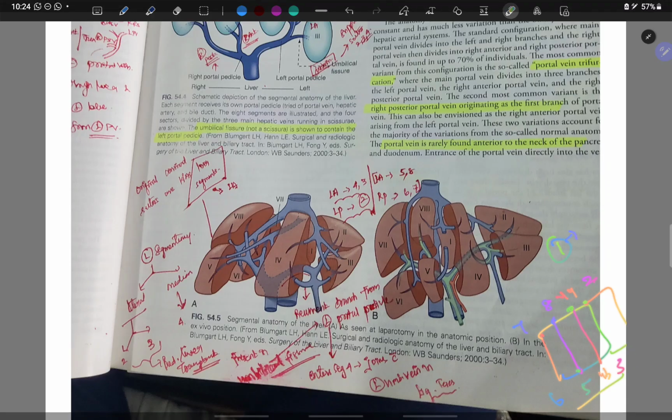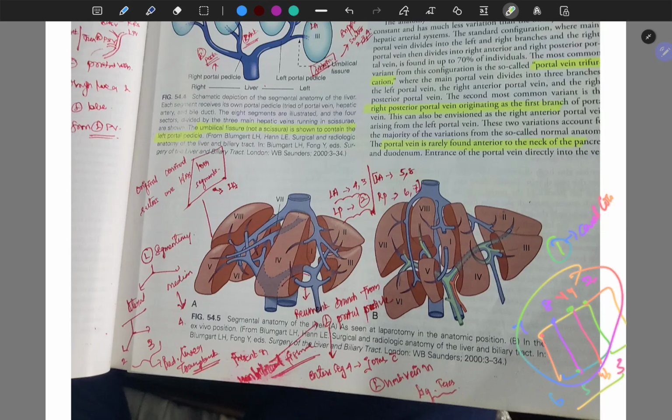So 1 is the caudate lobe. Similarly here, segments 5, 8, 6 and 7 and 4, 2 and 3. One is posterior, that is your caudate lobe. So left anterior is 4 and 3, left posterior is 2, right anterior is 5 and 8, right posterior is 6 and 7.